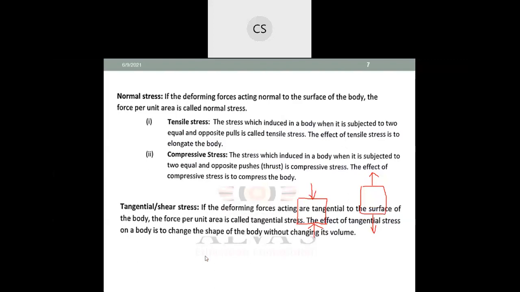Then another one is tensile or shear stress. If the deforming force is acting tangential to the surface of the body, then force per unit area is called tangential stress. What is that tangential stress? Let us consider the body. This is the surface of the body. If force acts tangent to the surface, whatever arrow mark is a force, then it is known as tangential or shear stress. That tangential stress can change the shape of the body. At the same time, it can change the volume of the body also.